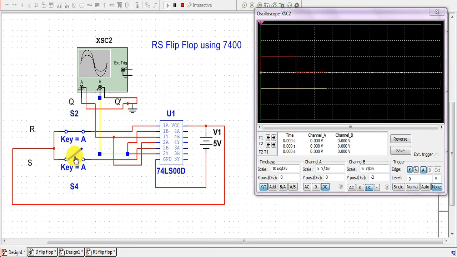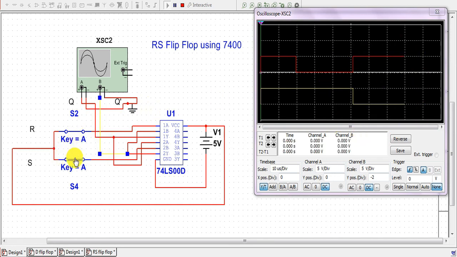Now as soon as we close the second switch also, in this case the flip-flop will be in a halt state, that's why the output won't change. And now as soon as we open the R switch and close the S switch, the flip-flop will be in the set state, that is, we get Q at a higher logic and Q bar at a lower logic. And again if we close both the switches, we get a halt situation, and in this also we can easily see that the output is not fluctuating.